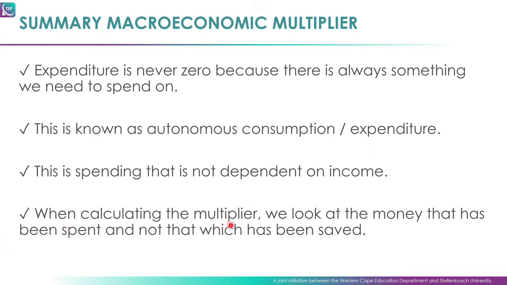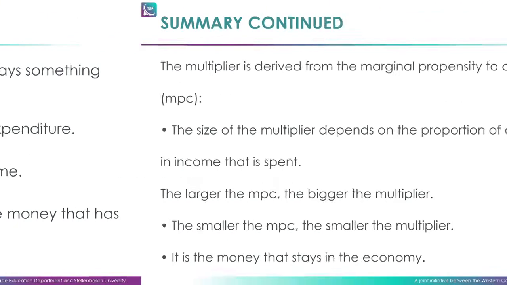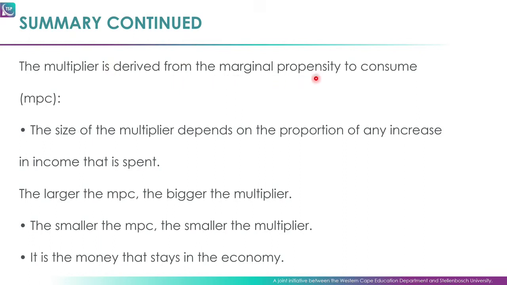When calculating the multiplier, we look at the money that has been spent and not that which has been saved. The multiplier is derived from the marginal propensity to consume. So the size of the multiplier depends on the proportion of an increase in income that is spent, and we're going to look at this a little later on, in the exercise after this. The larger the MPC, meaning the more money that is spent, the bigger the multiplier. If the MPC is 0.1, the multiplier is going to be much smaller than when the MPC is 0.9. Because 0.1 means I'm only spending 10% of my income as opposed to spending 90%. So the more I spend, the bigger the multiplier, and the smaller the MPC, the smaller the multiplier, right?